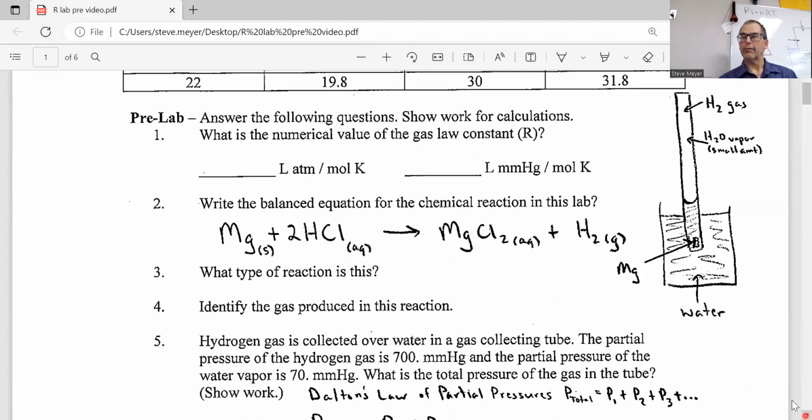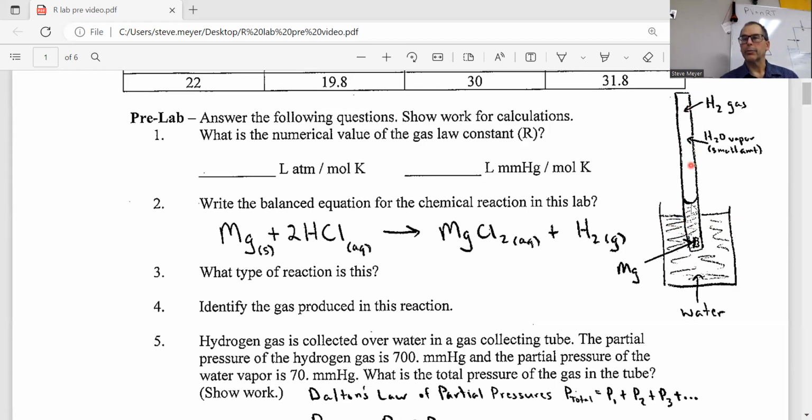Okay, question number 5 is a little bit interesting. It says hydrogen gas is collected over water in a gas collecting tube. The partial pressure of hydrogen gas is 760 millimeters mercury, and the partial pressure of water is 70 millimeters mercury. What is the total pressure? So first off, maybe we should just go through a little diagram of what this experiment will look like. You're going to have some water here, and then you're going to have a tube that's all filled with water. But the magnesium is going to react with hydrochloric acid that drips down, okay? And so this is all water. There might be some hydrochloric acid, but there's no gas in this tube to start, and this is all water right here.